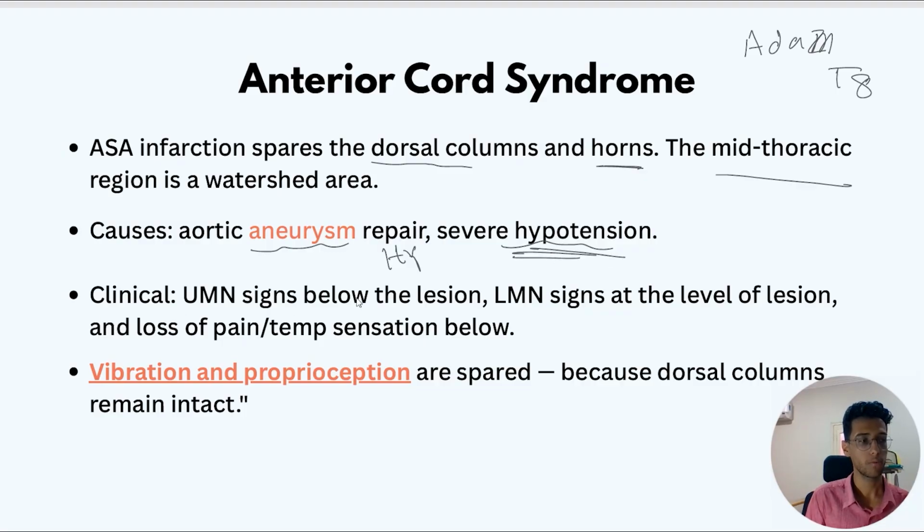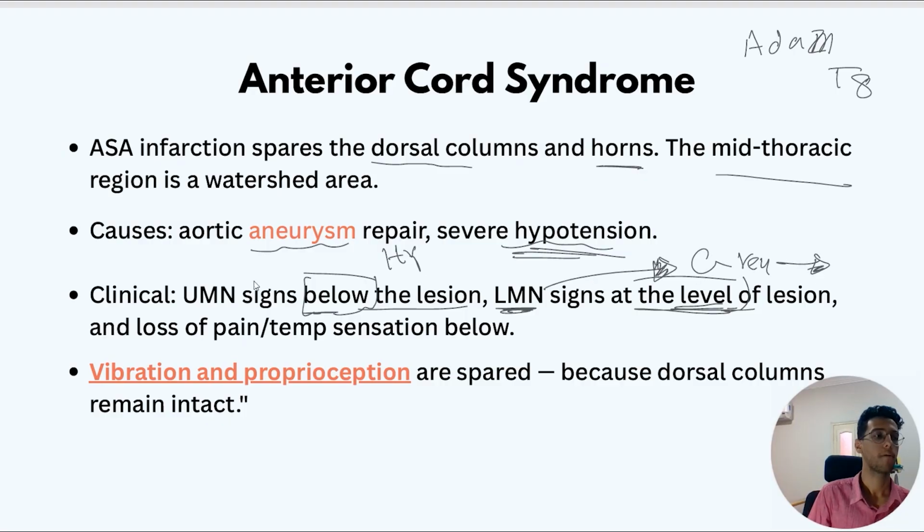The clinical symptoms are upper motor neuron signs below the lesion, okay, and lower motor neuron signs above or at the level of the lesion, because the lower motor neuron sign is caused by dysfunction of the gray matter, but the upper motor neuron sign is caused by dysfunction of the white matter, the corticospinal tract for example. So this will cause upper motor neuron signs just below its level. Loss of pain and temperature sensation due to dysfunction of the spinothalamic tract. Vibration and proprioception are spared, this is very important.